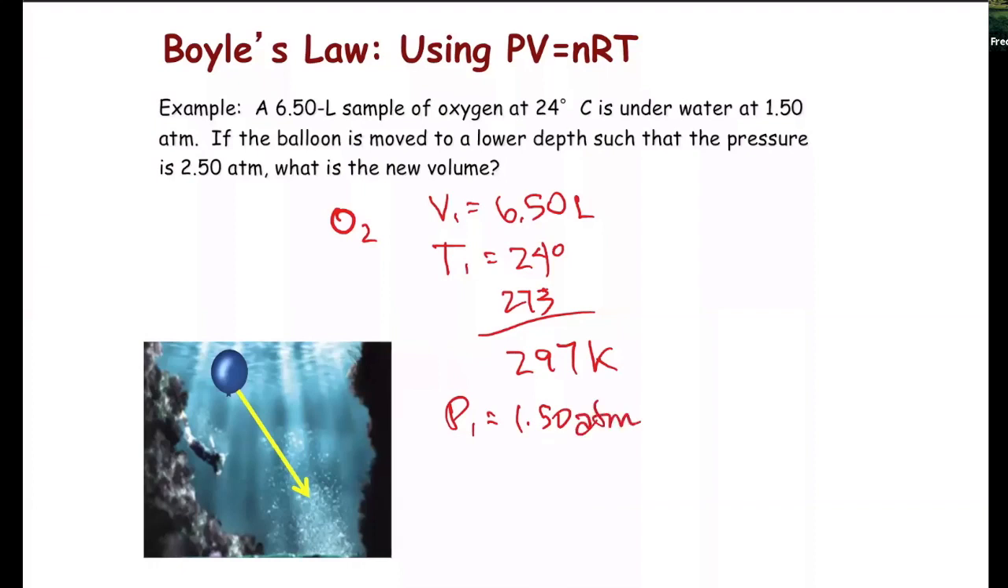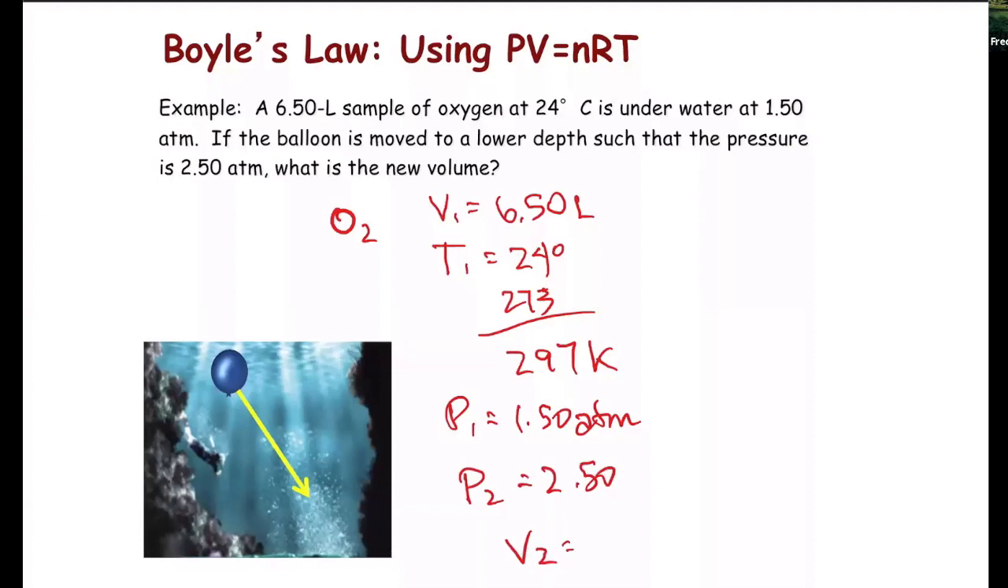Okay. If the balloon is moved to a lower depth, so what we're doing is we're moving this balloon to a lower depth, such that pressure 2 equals 2.50 atmospheres, and that makes sense. When you start to submerge, there's going to be a greater column of water overhead, and so the pressure will increase. What is the new volume? So the new volume is V2.